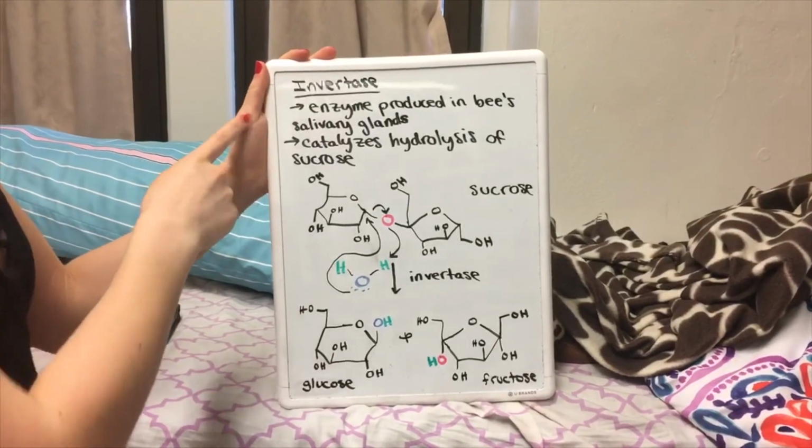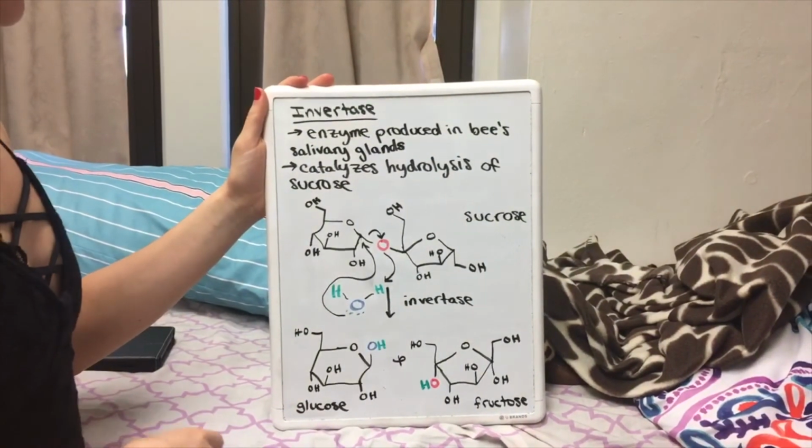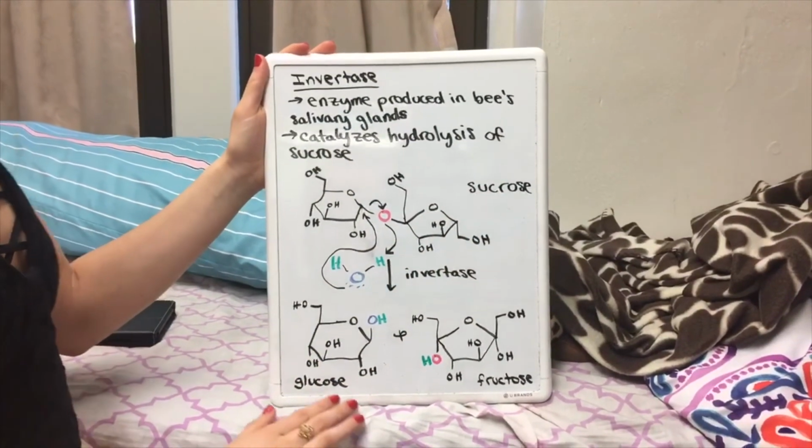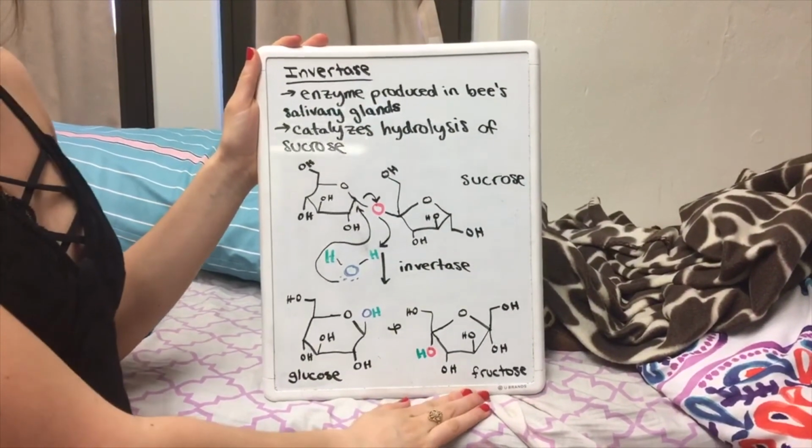Okay, so one of the enzymes that bees have is invertase. And invertase comes from the bee's salivary glands. It catalyzes the hydrolysis of sucrose into two smaller sugars, glucose and fructose, which are found in very large quantities in honey.